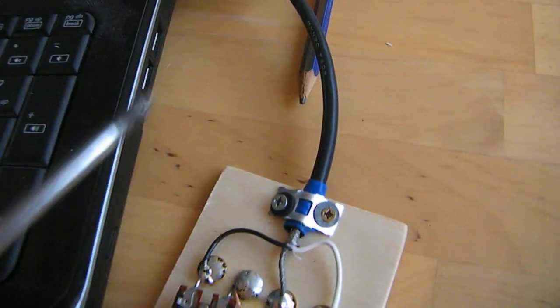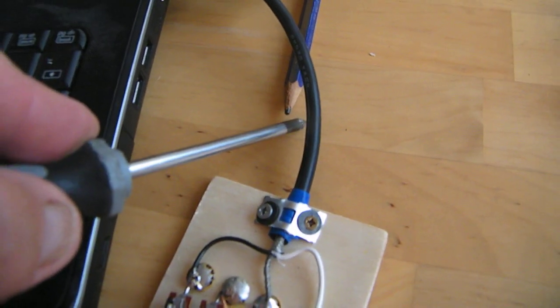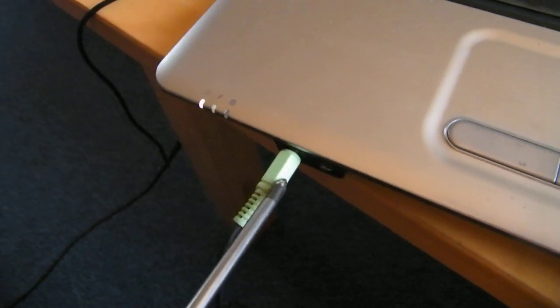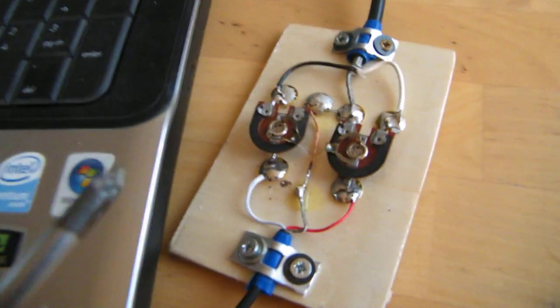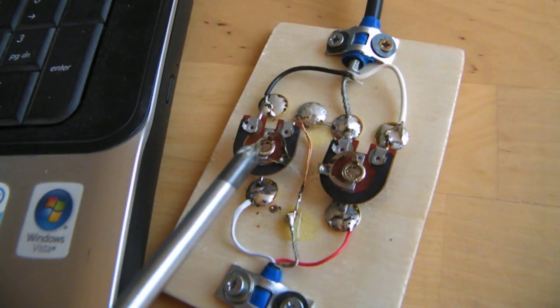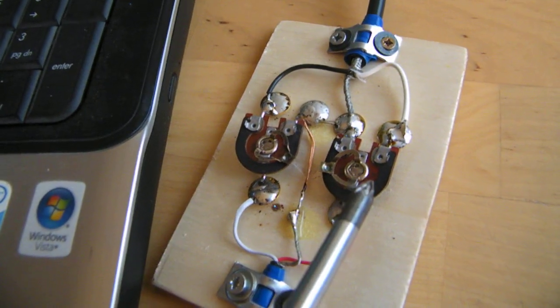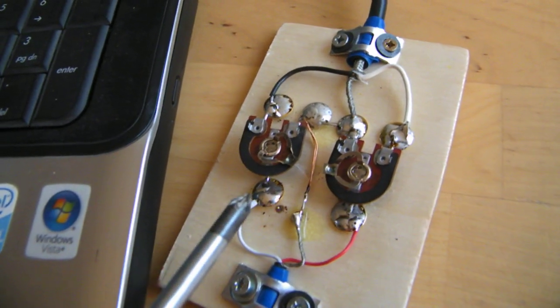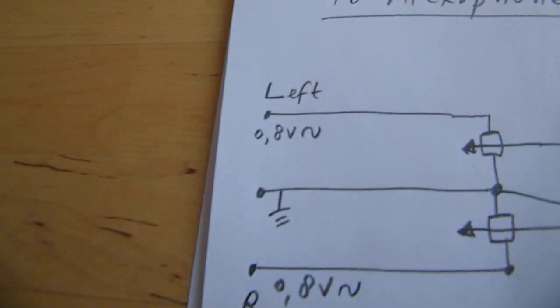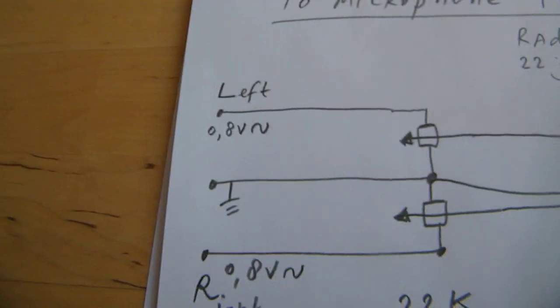one shielded cable here that goes to the amplifier, and one shielded cable here that goes to the microphone entrance from the computer, microphone input. And with these two potentiometers, you can push the level from the right and the left channel down to microphone level. And the circuit is, of course, very simple.